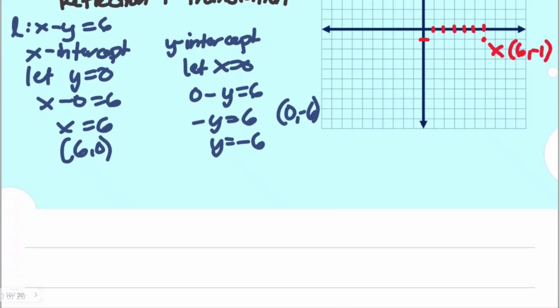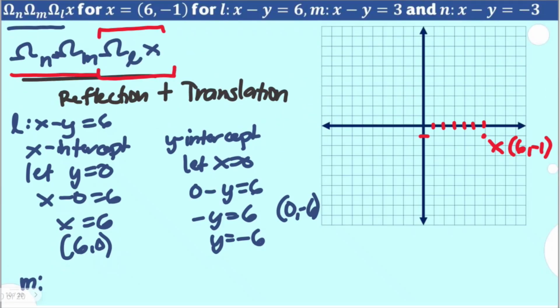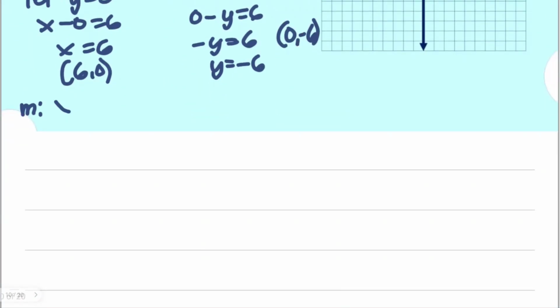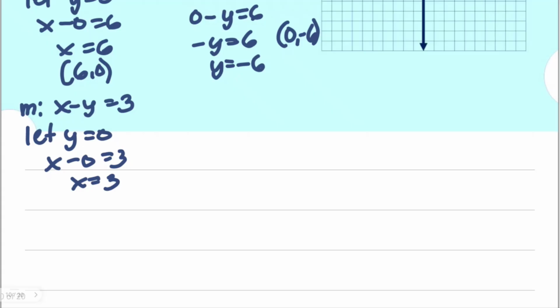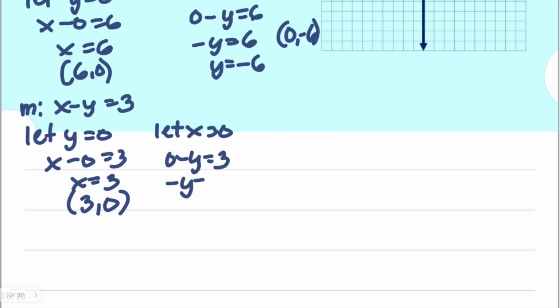Second line, M, is X minus Y equals 3. For our X-intercept, let Y be equal to 0. X minus 0 is 3. X is 3. So the X-intercept is (3, 0). For our Y-intercept, let X be equal to 0. So you have 0 minus Y is equal to 3. Negative Y is 3. Y is -3. So you have here (0, -3).